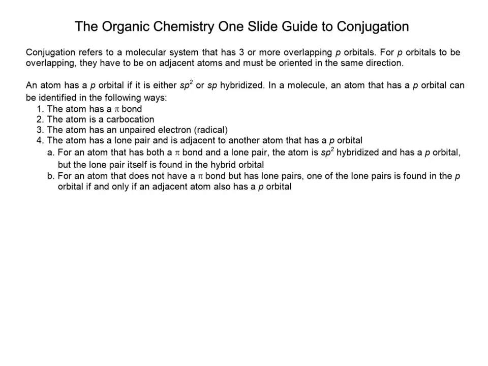So for an atom that has both a pi bond and a lone pair, we already know there's a p orbital because there's a pi bond. So the atom's sp2 hybridized and has a p orbital. However, the lone pair itself is not found in the p orbital because the electrons in the pi bond are found in the p orbital. So the lone pair is found in the hybrid sp2 orbital. However, for an atom that does not have a pi bond but has lone pairs, one of the lone pairs is found in the p orbital if and only if an adjacent atom also has a p orbital.